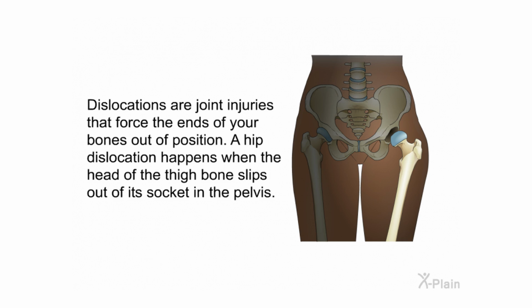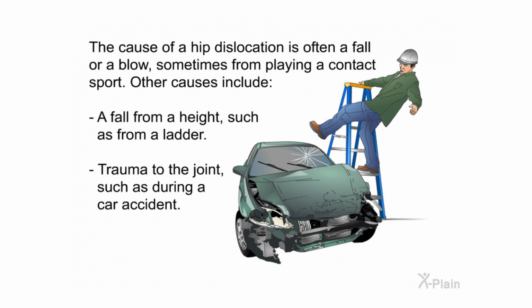Dislocations are joint injuries that force the ends of your bones out of position. A hip dislocation happens when the head of the thigh bone slips out of its socket in the pelvis. The cause of a hip dislocation is often a fall or a blow, sometimes from playing a contact sport. Other causes include a fall from a height, such as from a ladder, or trauma to the joint, such as during a car accident.